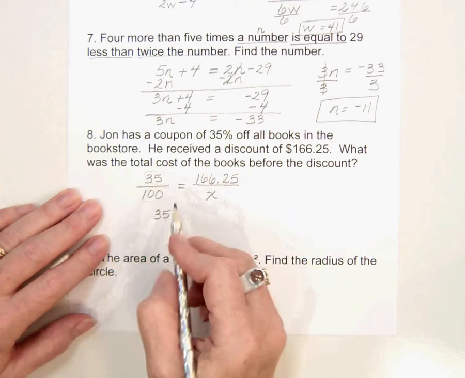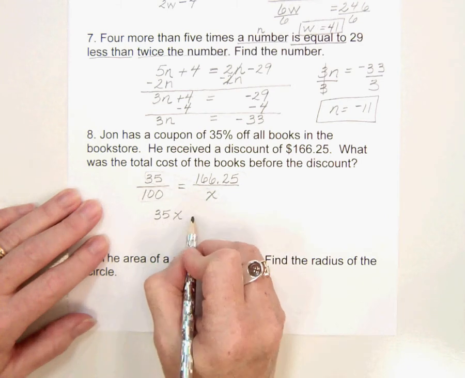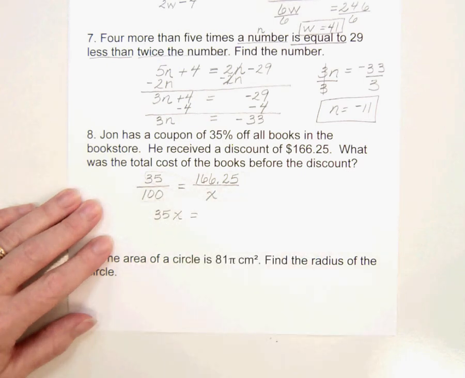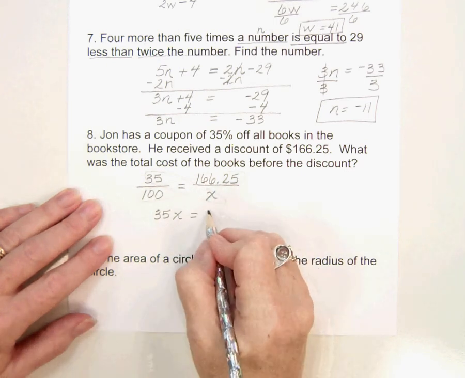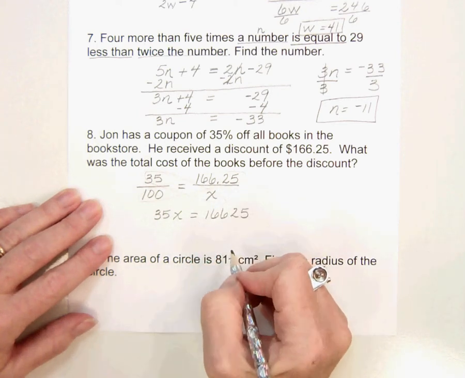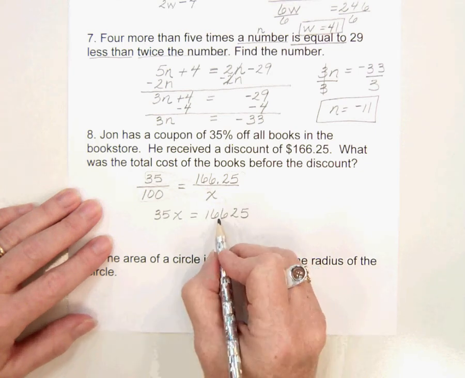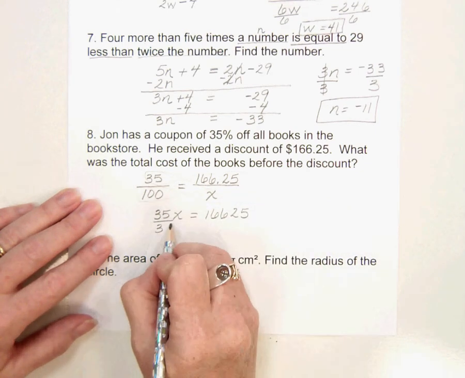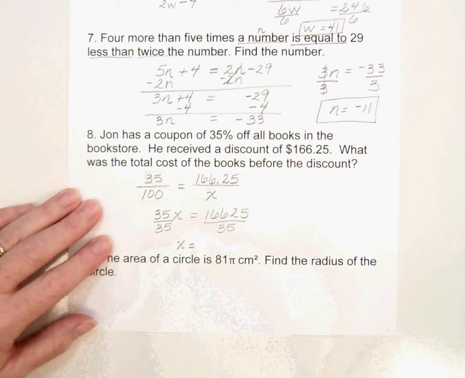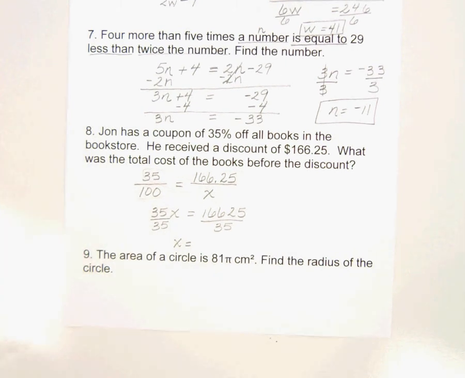So you have 35 times x is equal to, anytime you multiply a number by 100, the decimal moves twice. You can grab a calculator if you want to, but what's going to happen is that decimal is going to move 2 times. So it'll end up being 16,625. To finish, you're going to divide out your 35. Let me grab a calculator real quick, do that for you. Looks like it's 475.